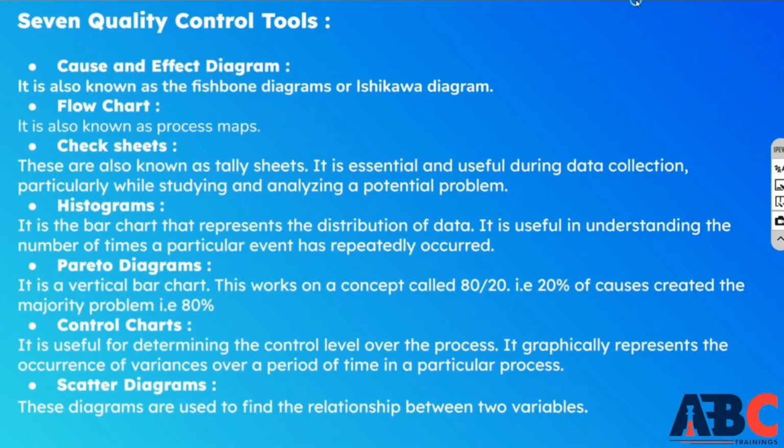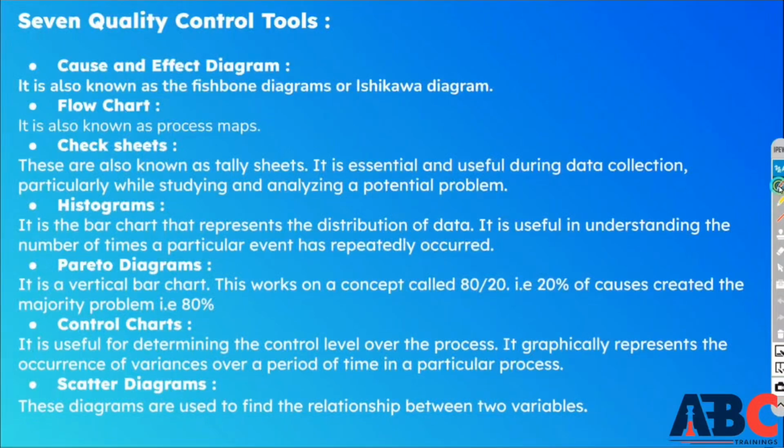Next is the control chart. In this, over a period, you commonly represent two tasks in your graph, or in this you can see control levels and process updates, graphically representing the occurrence of variance over a period. What changes are happening, you can track that.